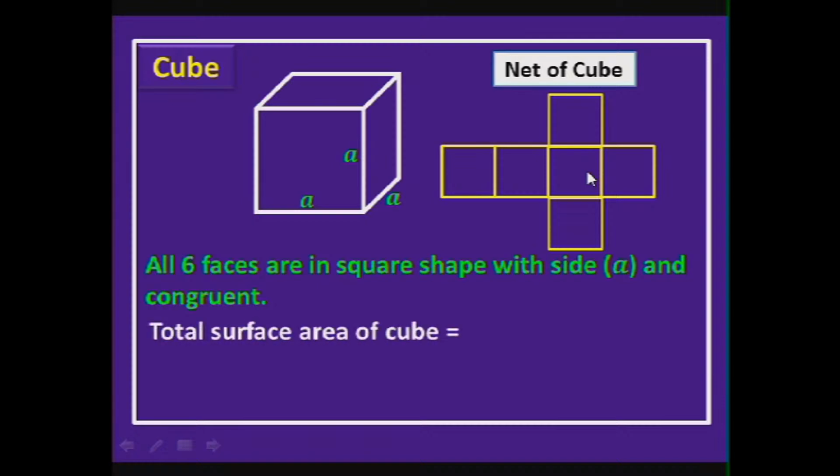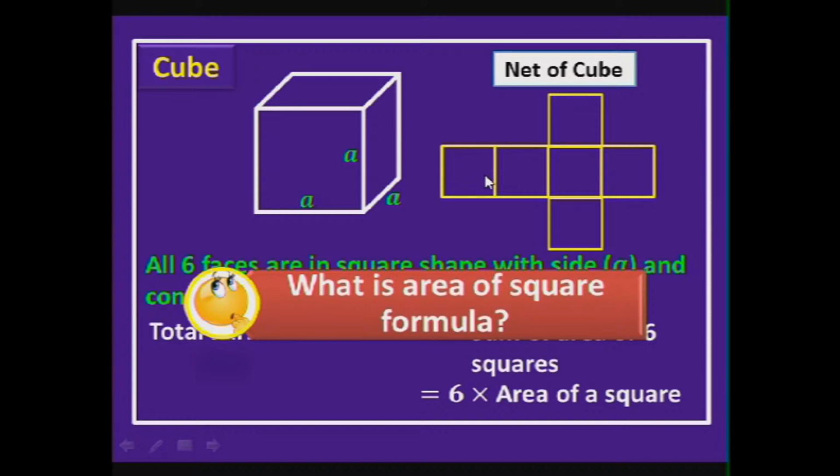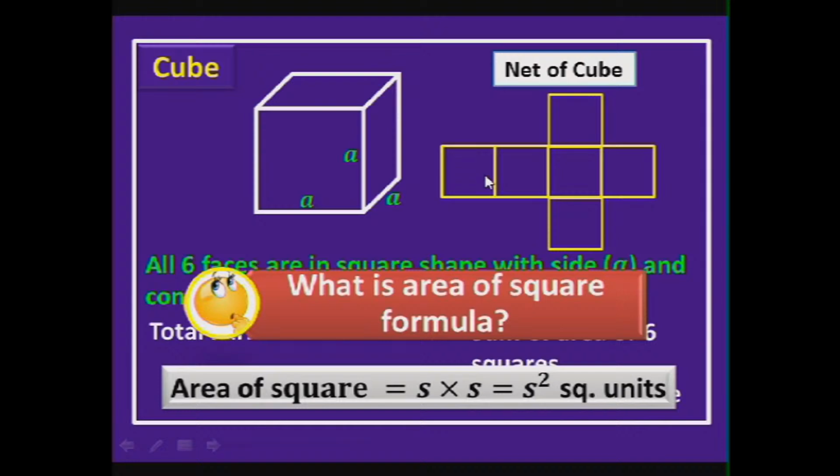Now, children, let us find out the total surface area of cube. That is nothing but the sum of the areas of all these 6 squares, right, children? Just like in cuboid how we did, like that we need to add the areas of these 6 squares, or even you can write it as 6 into area of a square. Why? Because all these areas are equal as they are congruent figures. Got it, children? So, what is the formula to find the area of a square, children? Yes, you are absolutely right. Area of a square is given by side into side or side square, square units.